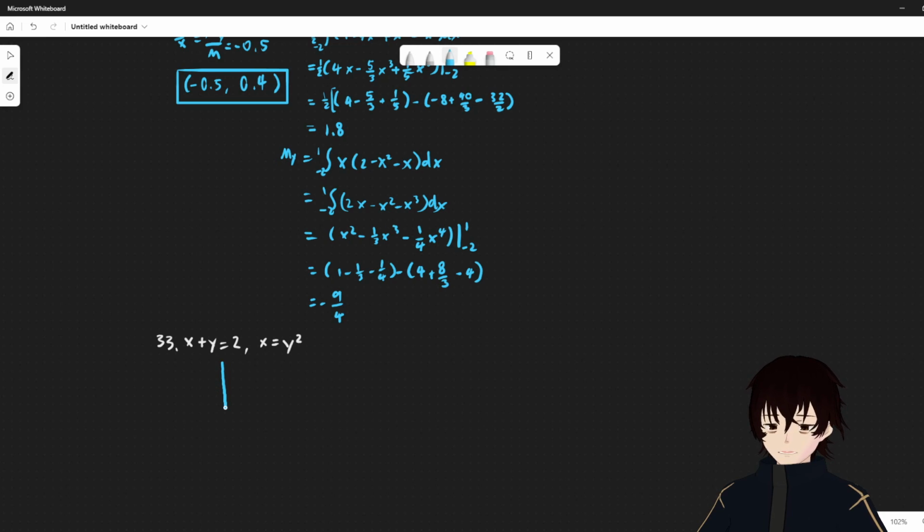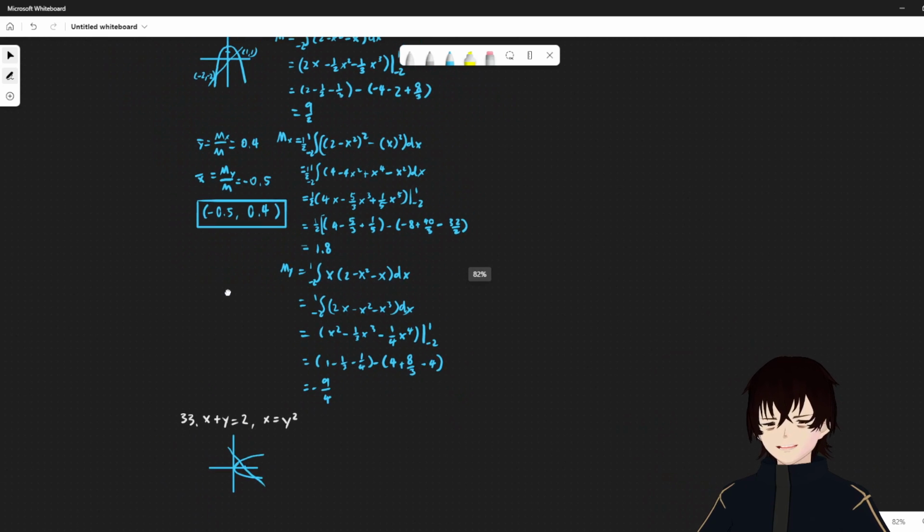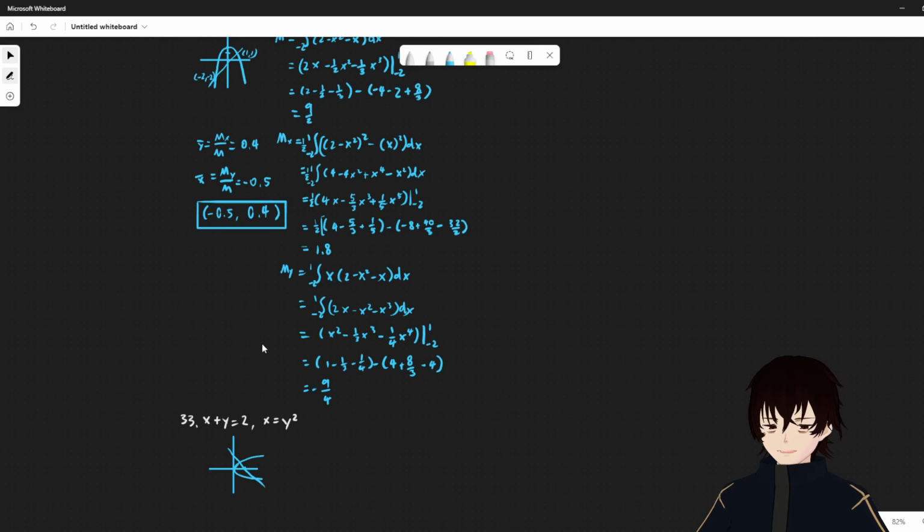Graph it. X equals y squared, that's a horizontal parabola. X plus y equals 2, so... Wait. Isn't that just this? It's the exact same shape. It is the exact same shape.